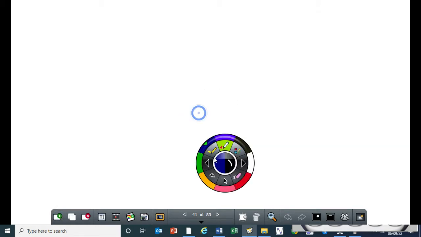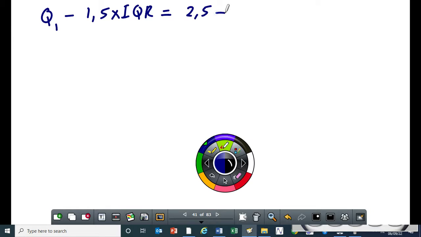Now, if we want to determine whether a value is an outlier or not, we need to determine two values. First value is Q1 minus 1.5 times the interquartile range. So this will be 2.5 minus 1.5 times 6.5. What answer do you get? 2.5 minus 1.5 times 6.5. Minus 7.25. That's the lower limit, right?